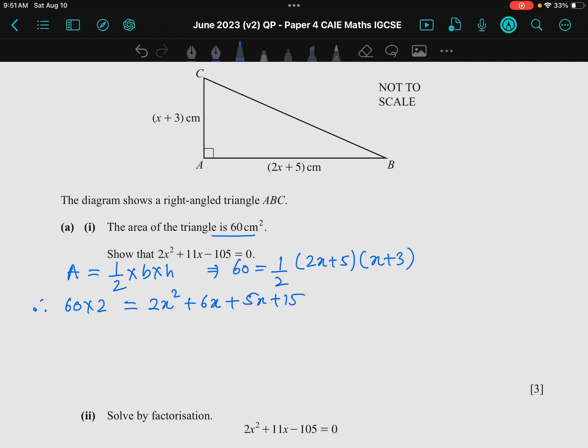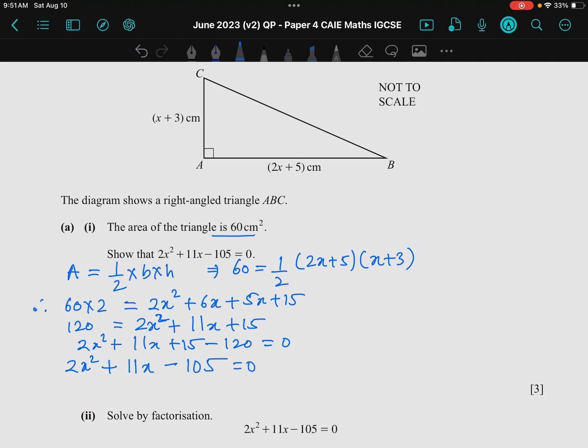So 120 is equal to 2x square plus 6 plus 5 is 11x plus 15. Taking 120 to the other side of the equals, plus 15 minus 120 equals 0. So 2x square plus 11x minus 105 equals 0. This we have to prove.